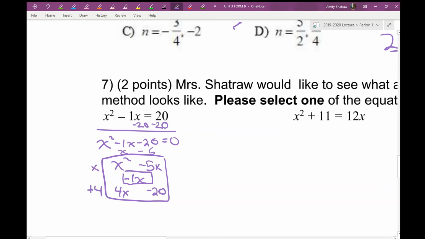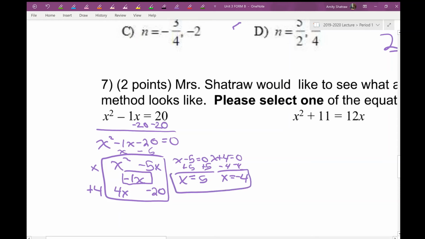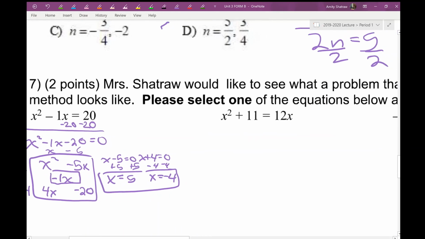And if I'm using the zero product property to solve, I have x minus 5 equals 0 and x plus 4 equals 0. I'm going to add 5 and add 5. I get x equals 5. I'm going to minus 4. I'm going to minus 4. I get x equals negative 4. And those are my two solutions. This one's probably the easiest, but I thought some kids might like this one too.